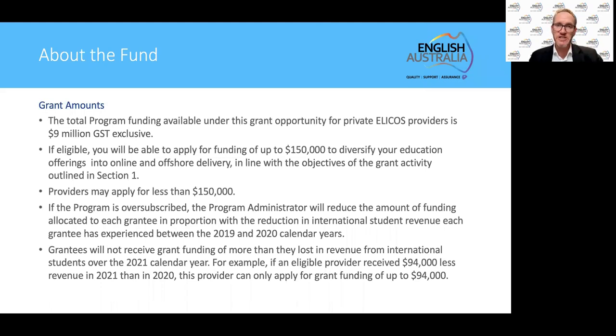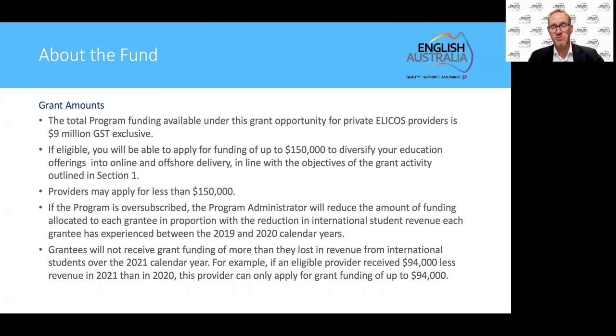If the program's oversubscribed, our role as program administrator will be to reduce the allocated amounts, and it's done in an equitable manner, in which we will look at a reduction based on the level of declines experienced between the 2019-2021 calendar years.